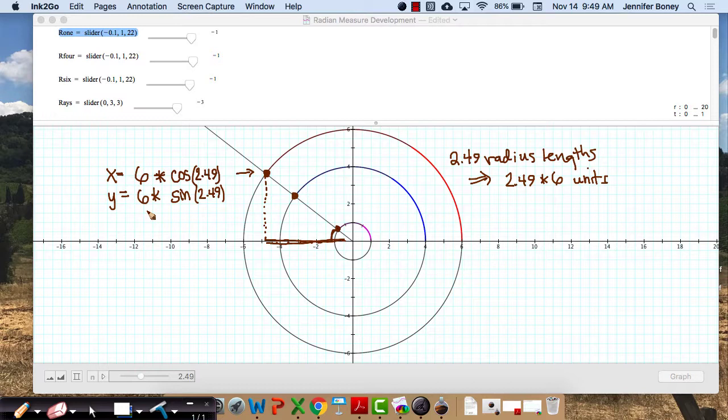In general, the relationship we have, if you want to describe xy points around a circular arc, is that the x-coordinate is going to be the radius times the cosine of the angle, whatever that central angle is. And the y value is going to be that radius times the sine value of the angle, the angle whose terminal side passes through that point on the circle.